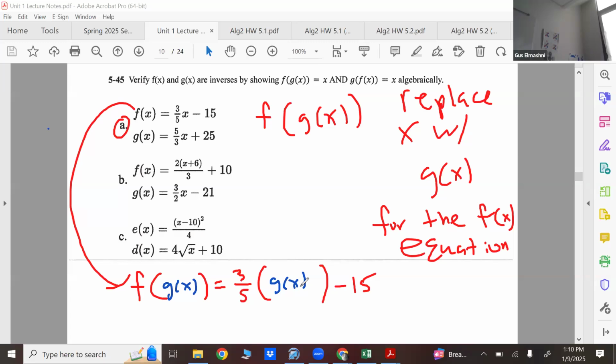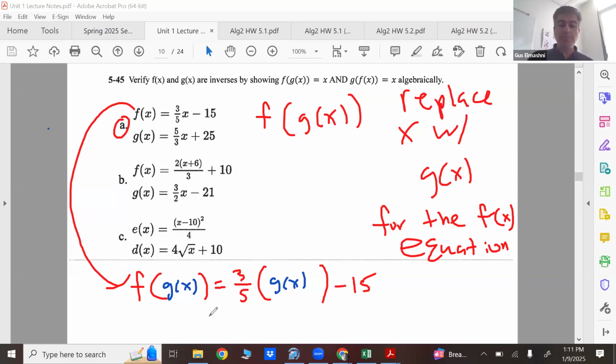But anyway, f of g of x. Okay, so remember I replaced x with g of x, right? So now what you're going to do is substitute 5/3 x plus 25 into that parentheses. You're just going to snatch that expression and throw it in there. I think a Delta Math assignment might help you guys with this too, to see the repetition.